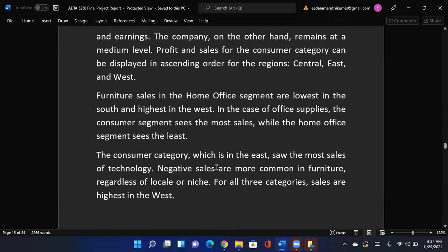In the consumer category, which is the least, most of it is technology. Most of the sales are in technology, and negative sales are more common in furniture. For other categories, sales are highest in the west.